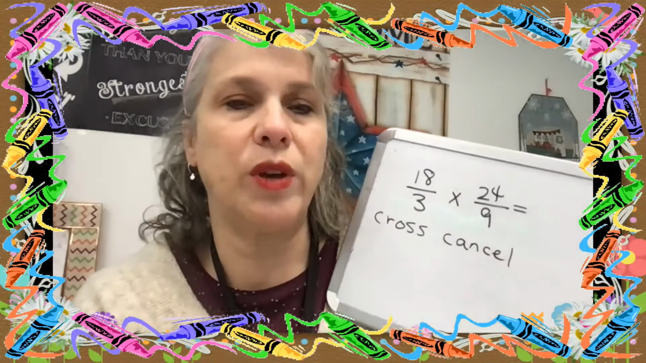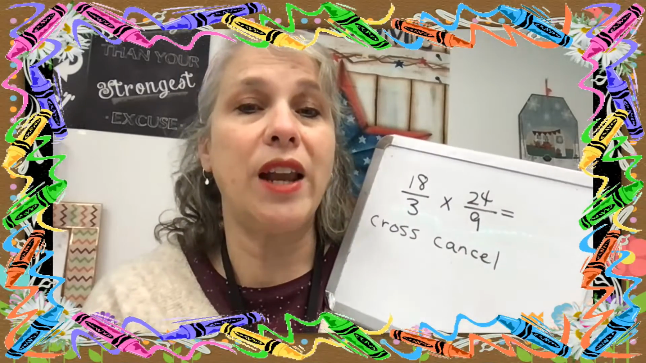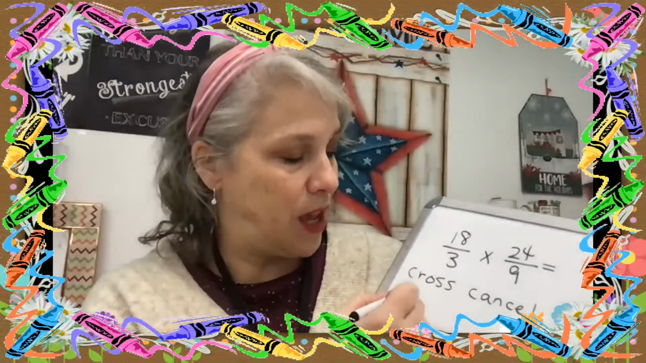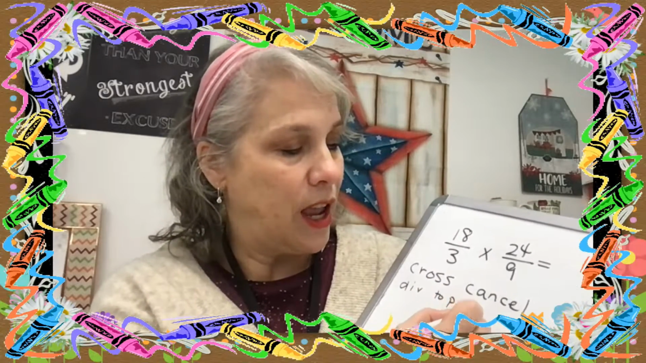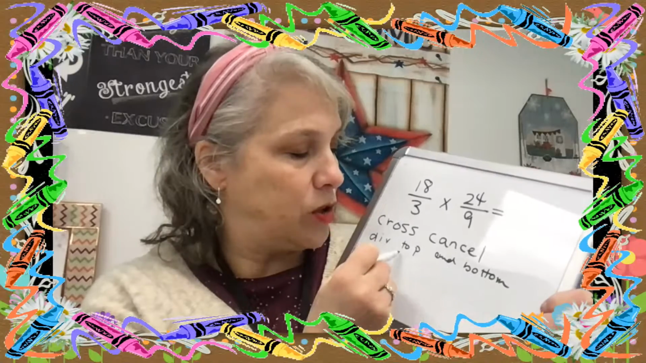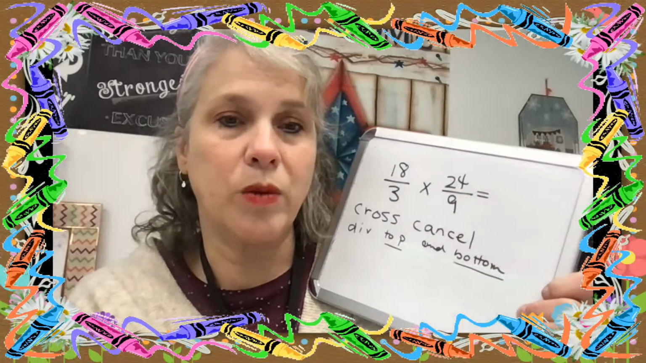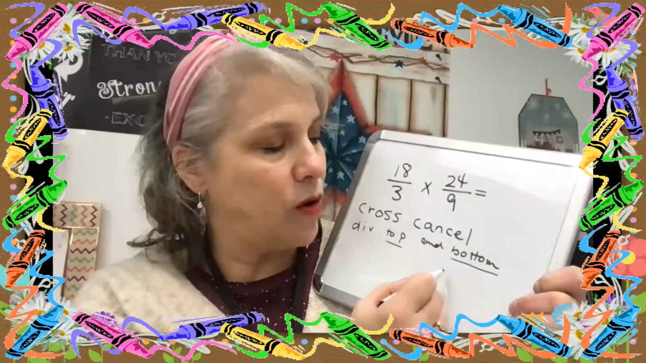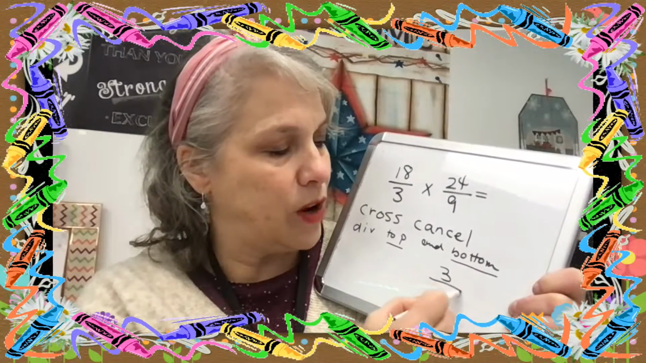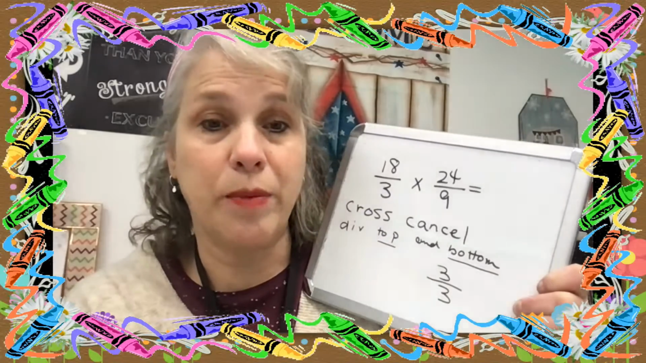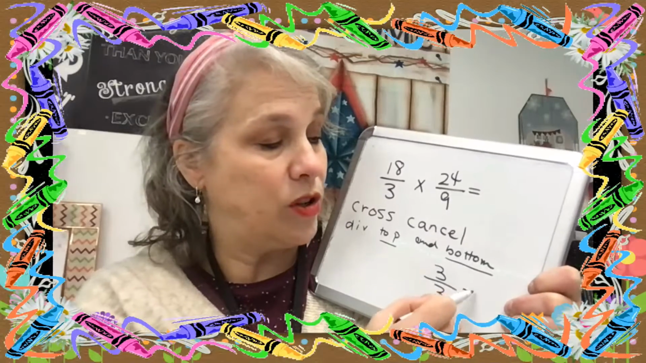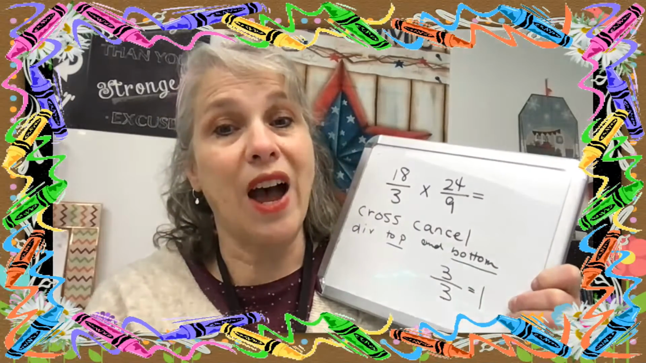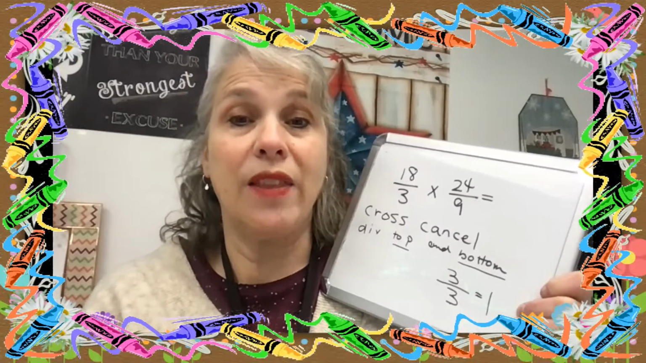And what we're actually doing is we're canceling the numbers, but we're dividing the top and the bottom by the same thing. So divide the top, which is the numerator, and bottom, which would be the denominator, by the same number. Okay, so if I divide by 3 on the top and I divide by 3 on the bottom, I've actually divided by 3 over 3, which is equal to 1. So we're dividing by 1 when we do that. And that's why we can do it.